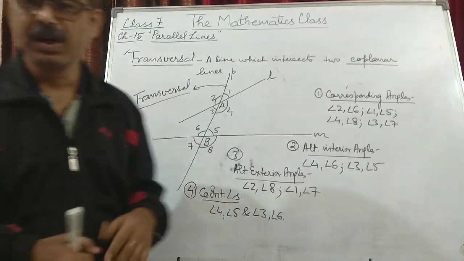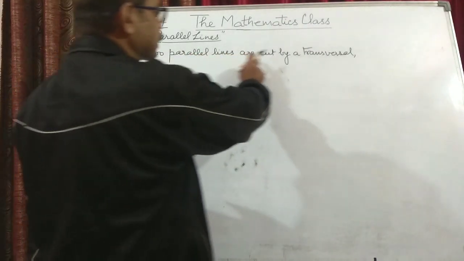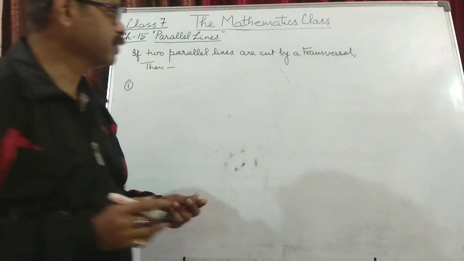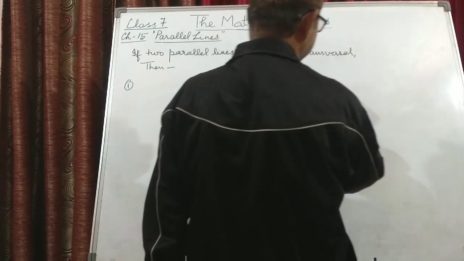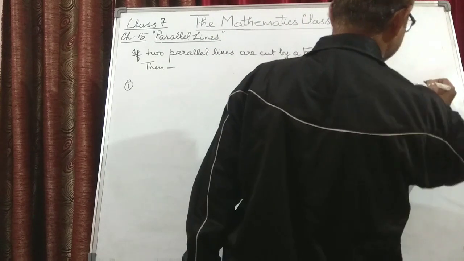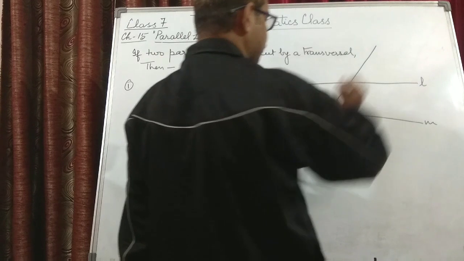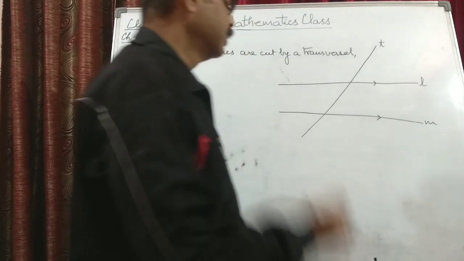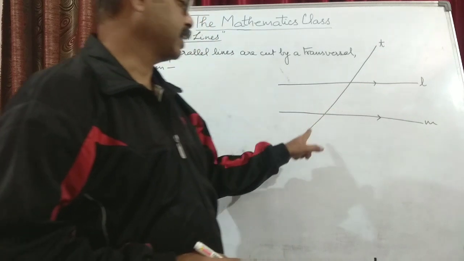I hope this is clear to you. Now we move on to the other point. If two parallel lines are cut by a transversal, then from here your chapter starts. You need to be very clear. First of all I am drawing two parallel lines, one line and second line. This is line L, this is M, and this is a transversal marked by T. Since these are two parallel lines, I am making an arrow sign. This shows that these two lines L and M are parallel, and a transversal T is cutting.